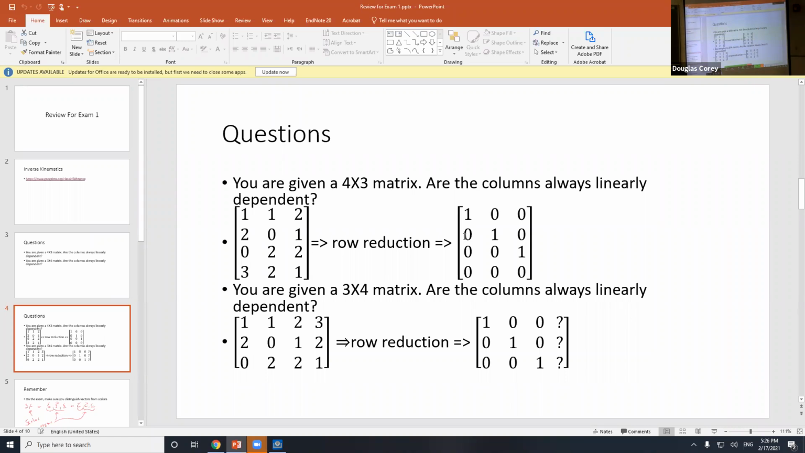So if the dimensions aren't the same, then either the rows or the columns are going to be some dependent set. If it's square, then if the rows are independent, then the columns are independent. If the rows are dependent, then the columns are dependent. So, okay, great question. Other questions on this?